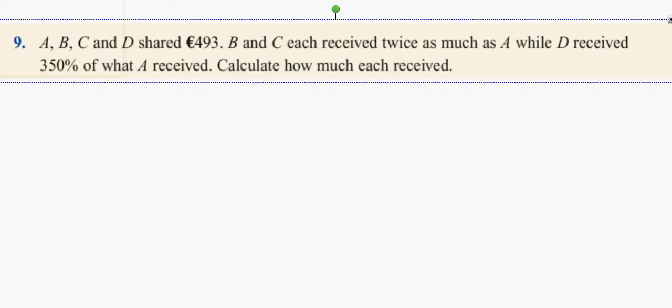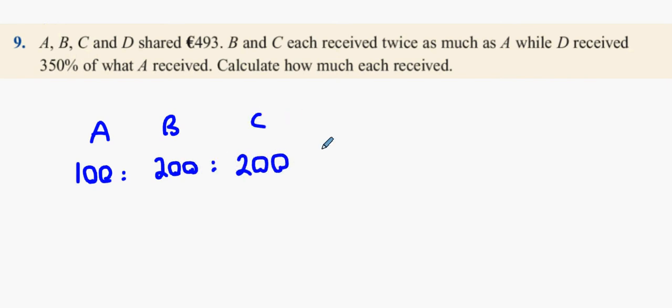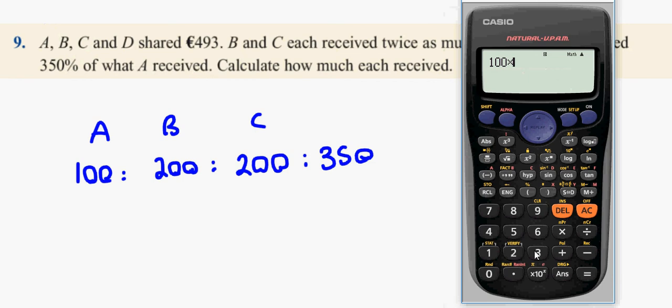First way is pick a number like 100 and see what happens when you have 100, alright? So let's say B and C receive twice as much as A. So imagine A is 100 quid. How much would B and C be? Okay, great. And then finally, what does it say about D? 350%. So D would receive 350 because 100 multiplied by 350% is in fact 350.